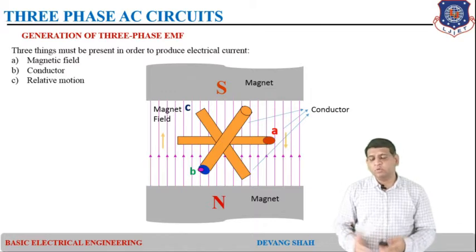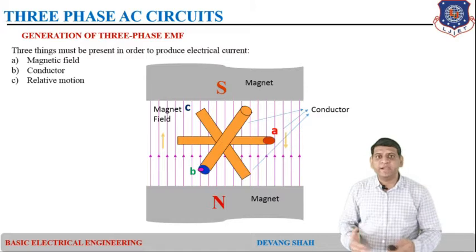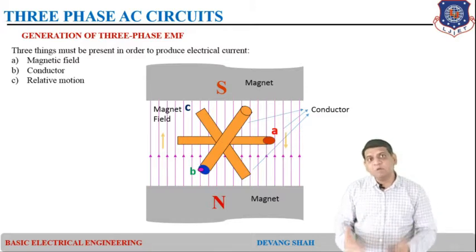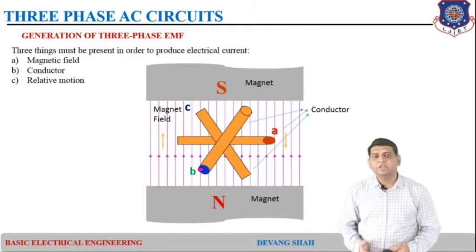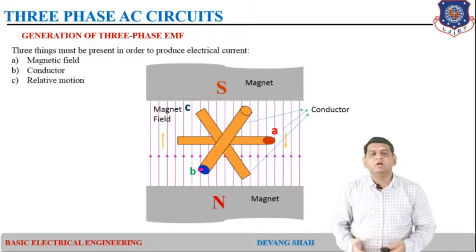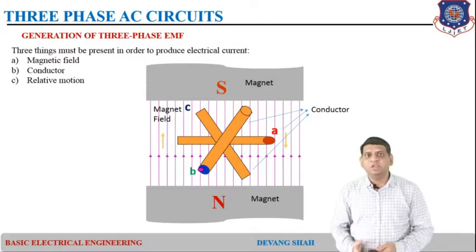You already know about the generation of single phase AC signal, where one conductor is moving in anti-clockwise direction. Since it is in motion, that will create a dynamic magnetic field. So here, instead of one conductor, I am now putting two more conductors, which are 120 degrees apart from each other.